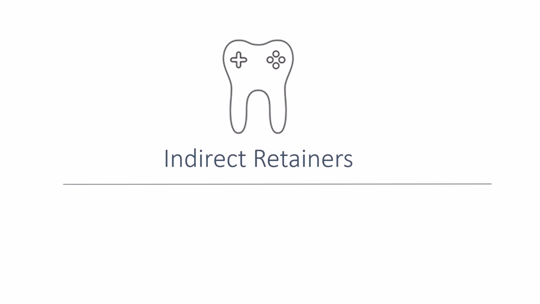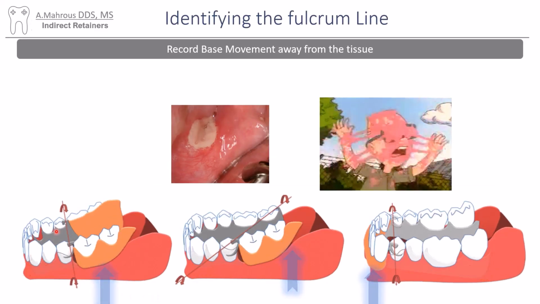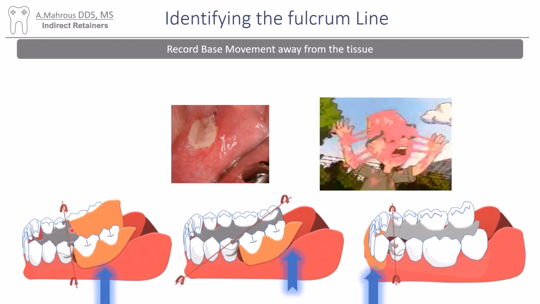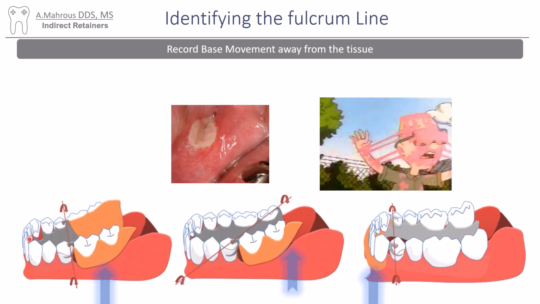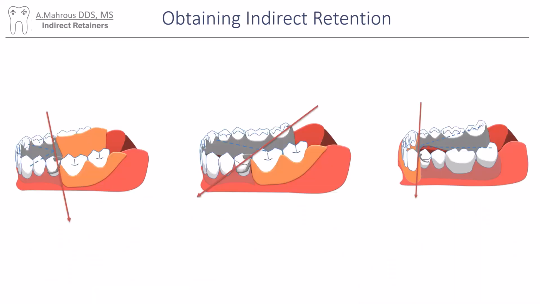Today, we'll be discussing indirect retainers. Indirect retainers fix this problem. Whenever someone eats a sticky substance that results in the denture base lifting off of the tissues, it causes rotation around the fulcrum line and the metal framework digging down into the soft tissues underneath, causing damage like this.